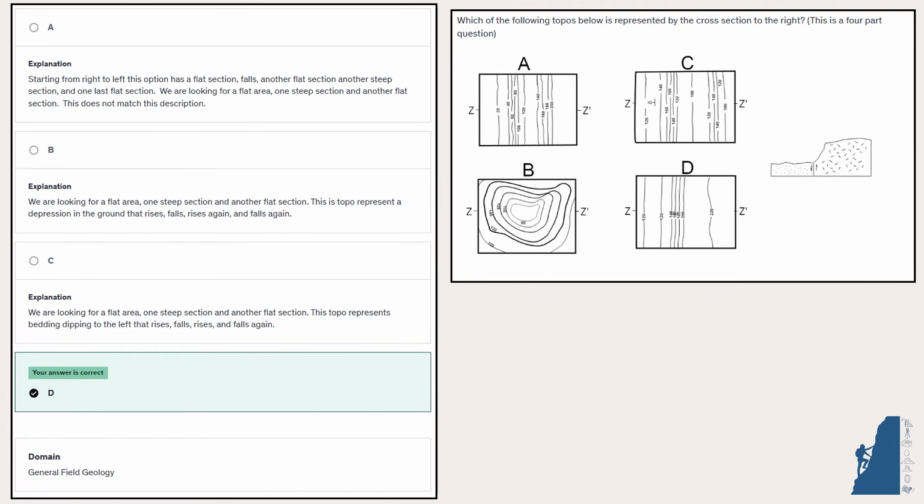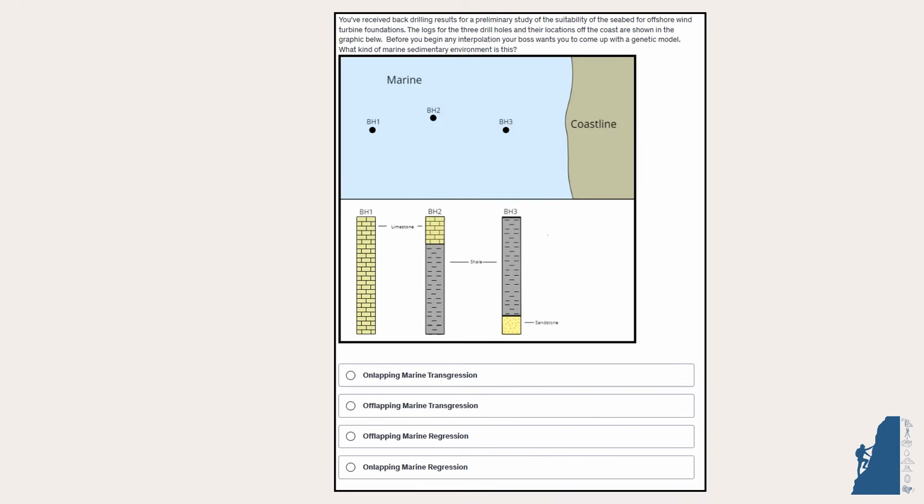So again, a lot of these questions are not necessarily difficult if you slow down and just use the geological reasoning in your toolbox. Okay, in this problem, we're going to analyze sedimentary data from offshore drill holes to determine the correct sedimentary environment. So take a moment and try to recall that SEDS course that you took years ago.